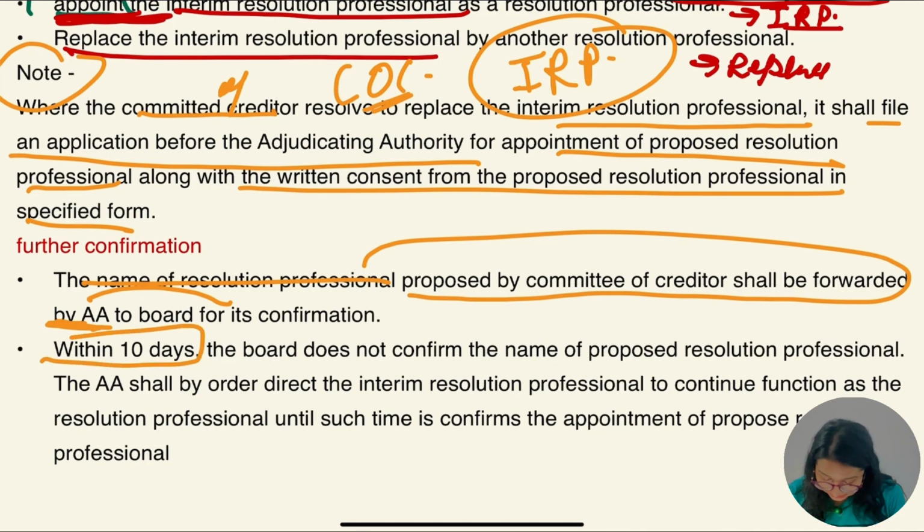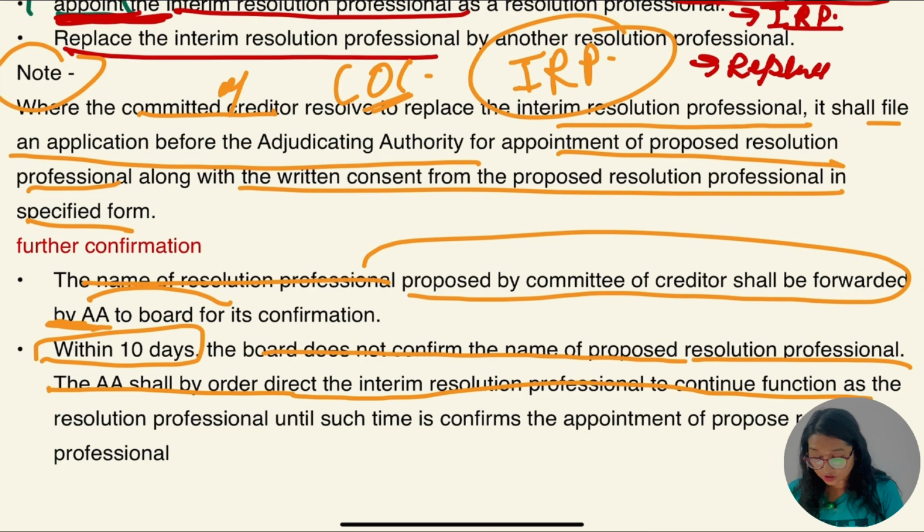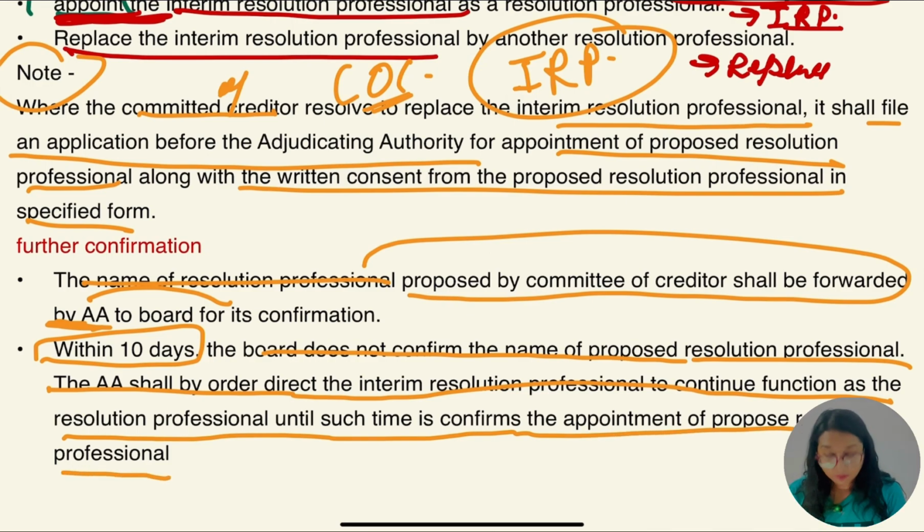So if within 10 days the board does not confirm the name of the proposed resolution professional, in that case the AA shall by order direct the interim resolution professional to continue their function as the resolution professional until such time as the appointment of the proposed resolution professional is confirmed. If within 10 days no reply is given by the board, the AA will reply to the committee of creditors, and they will say you can continue with the IRP.